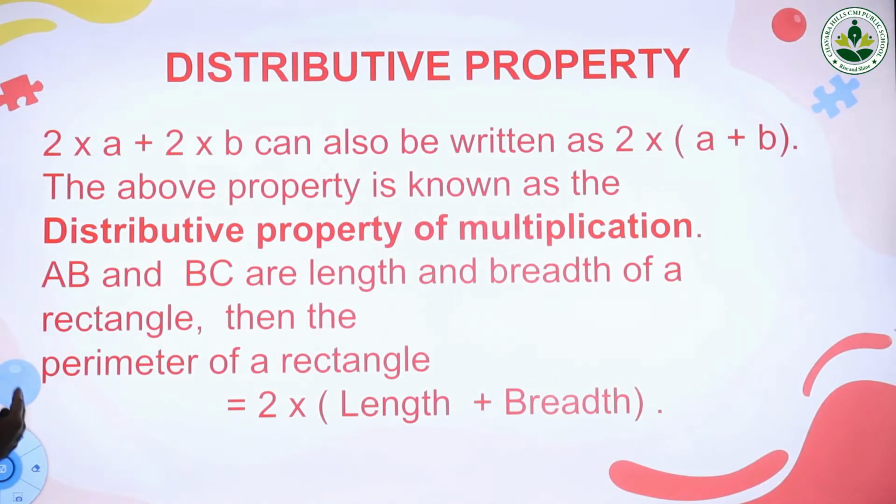2 into A plus 2 into B can also be written as 2 into A plus B. The above property is known as the distributive property of multiplication. 2 into A plus B is equal to 2 into A plus 2 into B. That is called the distributive property. AB and BC are the length and breadth of a rectangle. Then the perimeter of a rectangle is 2 into length plus breadth, 2 into L plus B.